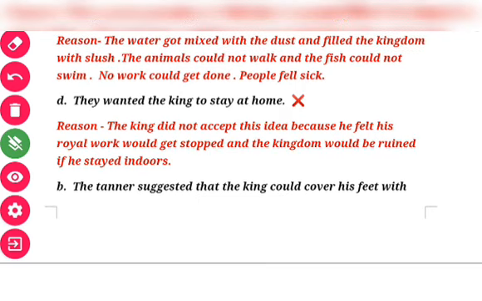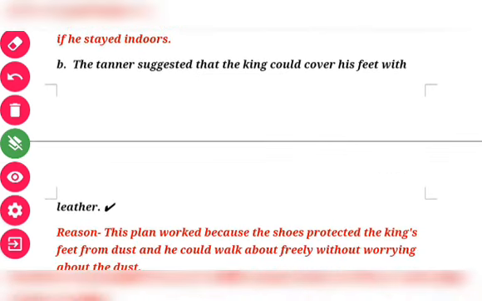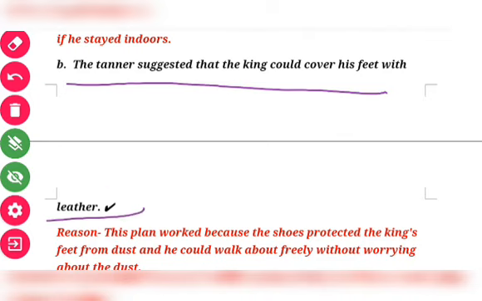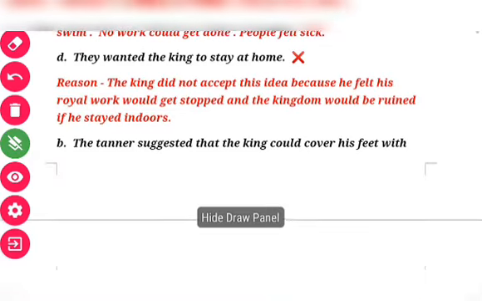Now the next one, what actually worked? The next suggestion was that the tanner suggested that the king cover his feet with leather. See that here a tick mark is mentioned. So that is why this will be the correct answer, and the order I explained to you will be the same.